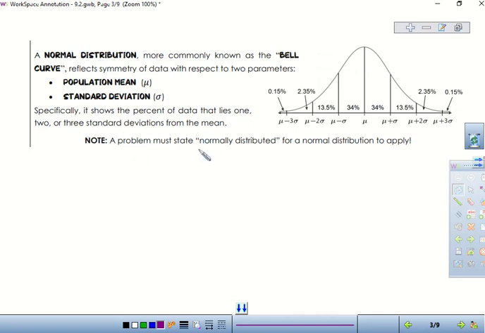Note, a problem must be stated normally distributed for a normal distribution to apply. So in order to use these percentages, you need to make sure they stay normally distributed. Now there are going to be select times where they give you percentages and you're going to use what they give you. But if they don't have percentages, you're going to use these ones. So just make sure you look for normally distributed. That's very important. We won't address that many distributions in this class, but in statistics in general, there's a bunch of them.